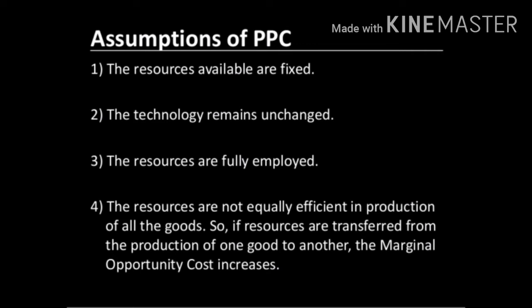Okay, so here we are assuming that the resources, that is capital resources, human resources, physical resources, are available in fixed amounts, and the technology remains unchanged. So here we are assuming that the technology is constant. Suppose the technology is improved, then the PPC curve will shift to the right. So here we are assuming that it is unchanged and the resources are fully employed. So all the resources are fully employed. That is also one of the assumptions we are taking here.